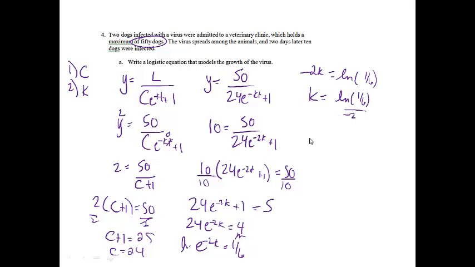So when I go to put it back into my equation, I'm going to get y equals 50 over 24e. Since k is a negative number and there's a negative in front, that will actually turn to positive, so it'll be ln 1/6 over 2t plus 1.